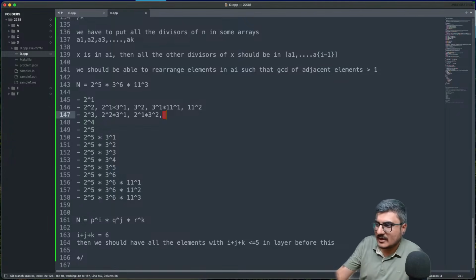Now you can go a bit further as well. Then you can remove 2 completely and make it 3 to the power 3. Then you start decreasing 3 as well, and you start adding 11 again.